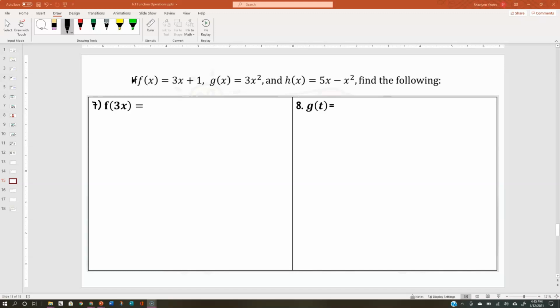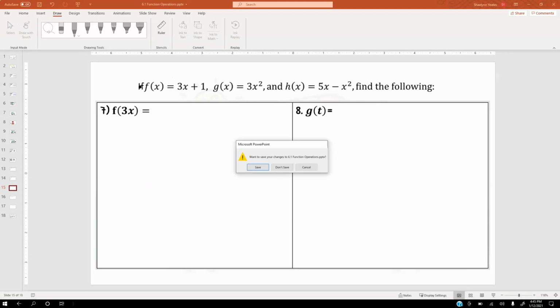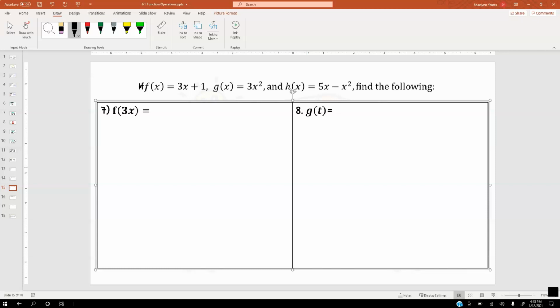All right, let's go ahead and see what happens if we use letters instead of just numbers to plug in. So I've got f of 3x. That's what it means. We're going to take our f function and plug in 3x everywhere we see an x. So everywhere we see an x, it's going to be 3x instead. So this is going to be 3 times 3x plus 1.